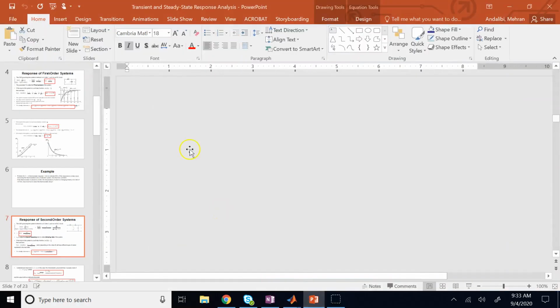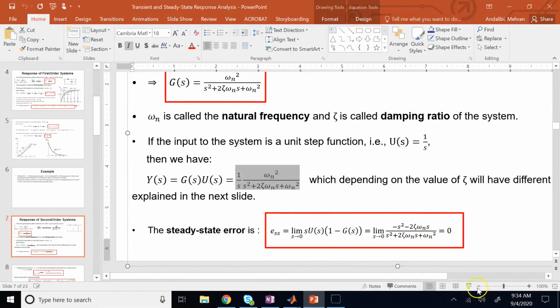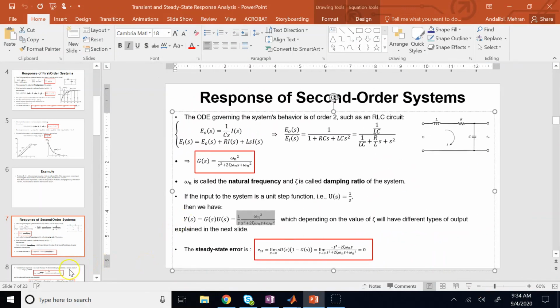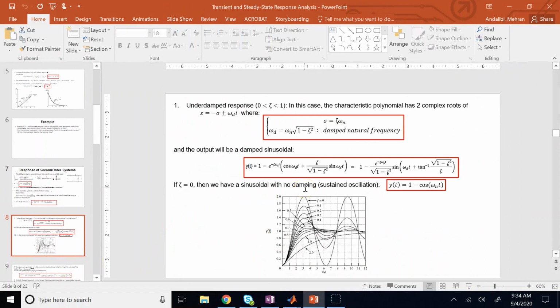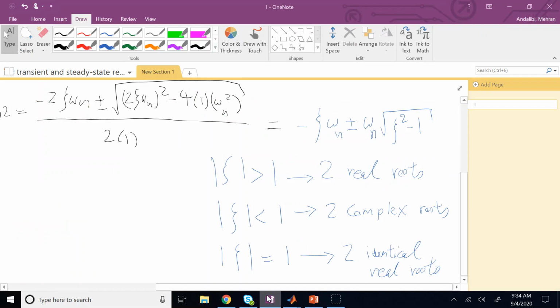So we have different answers, and that's what we are trying to show you here: depending on this damping factor zeta, you will have different responses. So case 1, as I said, is between 0 and 1. Here we are assuming that it's positive only, and so you have 2 complex roots. If you call these 2 complex roots negative sigma plus minus omega d times j, where sigma is zeta omega n, and omega d is omega n times the square root of 1 minus zeta squared.